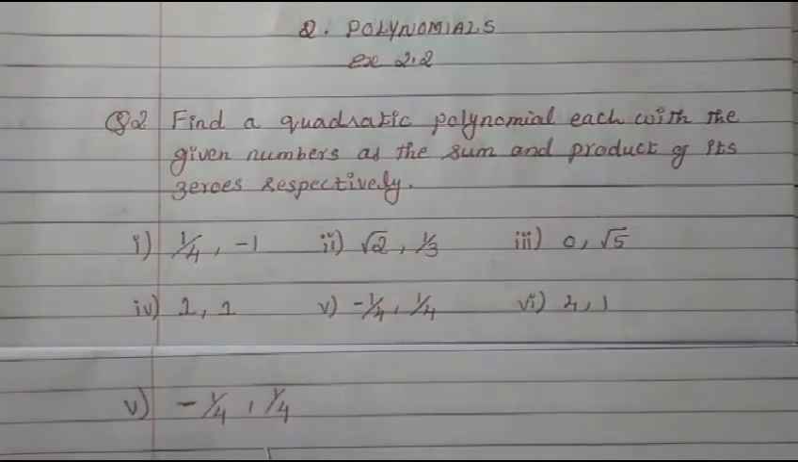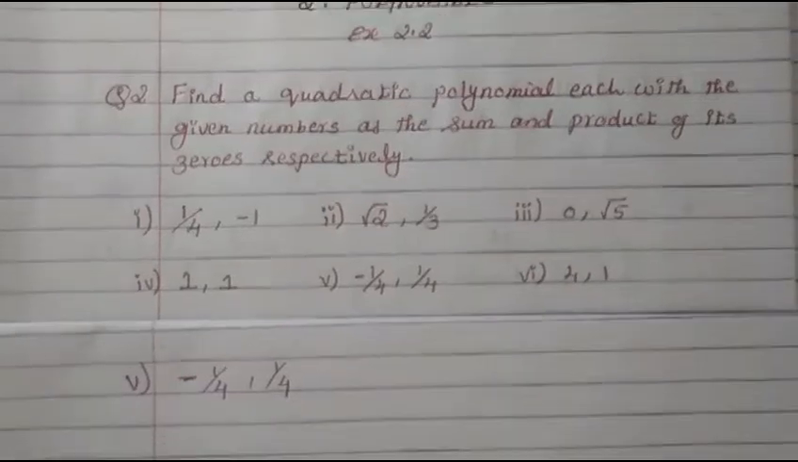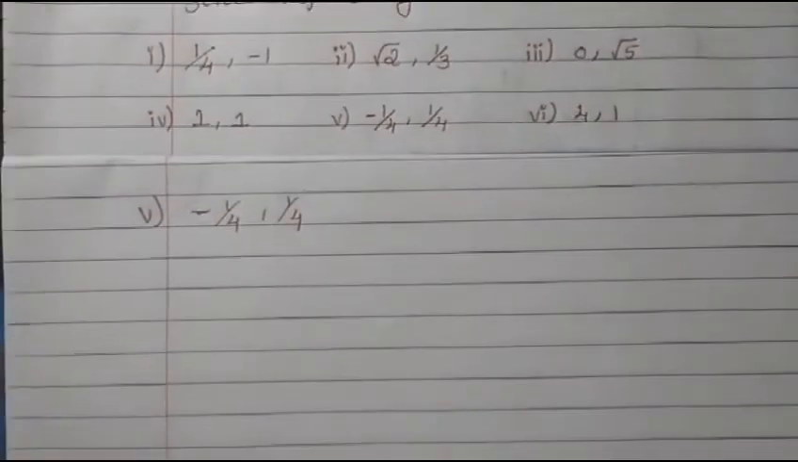I have already told you here we have to find the quadratic polynomial. The sum of the zeros and the product of the zeros are already given to us. Using this we have to find the quadratic polynomial, and I told you that I am teaching you both the methods, using identity as well as assuming method. So let's see both the methods. First we see the assuming method.